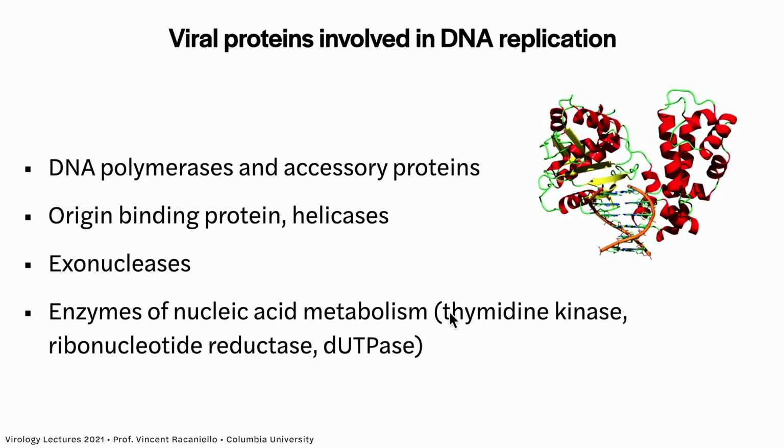And also enzymes that are needed to make the triphosphates. Small genomes don't encode these, but some of the larger viral genomes do, like thymidine kinase, which is encoded by herpesviruses, ribonucleotide reductase, dUTPase. So the triphosphates are needed, right? And so there are enzymes that make them, and sometimes the viral genome encodes them.